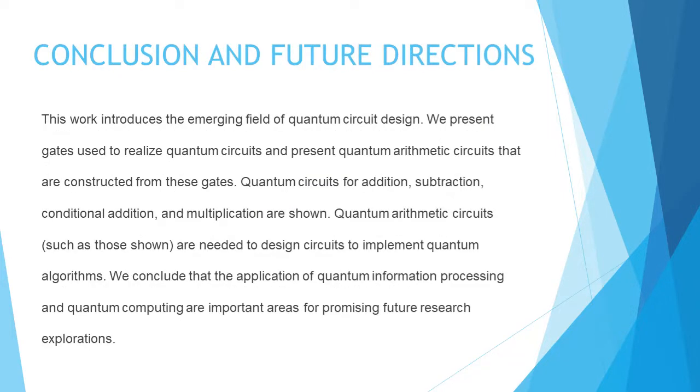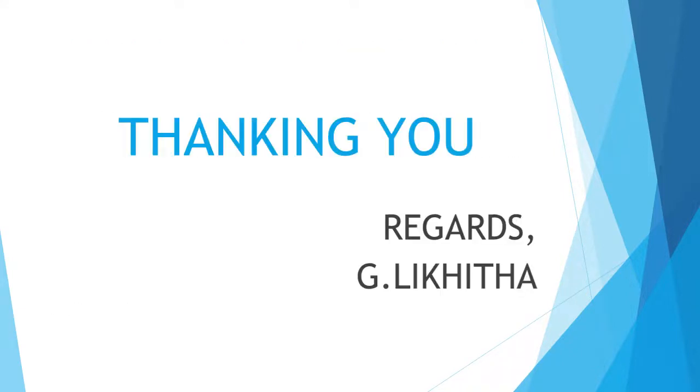Conclusion. Here are the conclusion and future directions. This work introduces the emerging field of quantum circuit design. We present gates used to realize quantum circuits and present quantum arithmetic circuits that are constructed from these gates. Quantum circuits for addition, subtraction, conditional addition and multiplication are shown. Quantum arithmetic circuits are needed to design circuits to implement quantum algorithms. We conclude that the application of quantum information processing and quantum computing are important areas for promising future research explorations. Thank you.